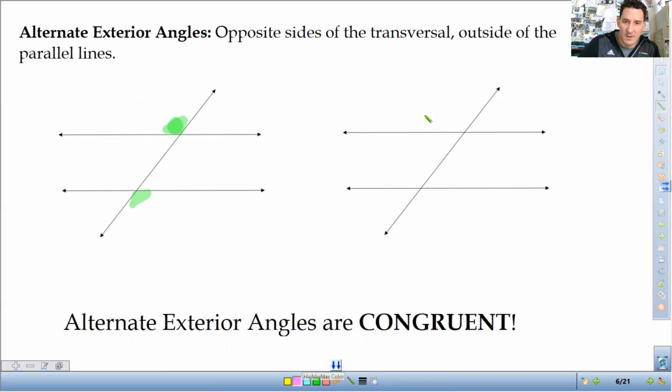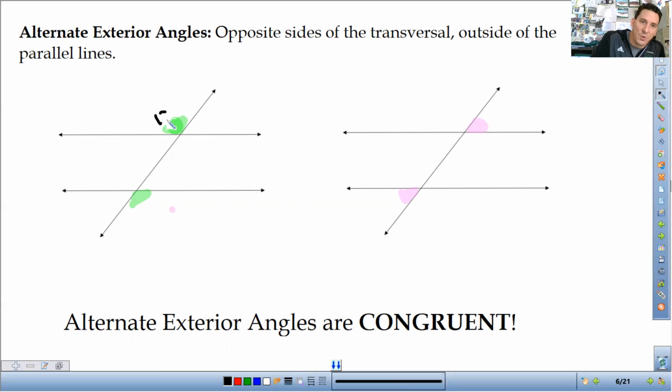And then the other set would be this angle here and this angle here. Those are alternate exterior angles. Outside of the parallel lines, opposite sides of the transversal, these are also congruent. Congruent means they have the same measure. So the green angles are equal to each other. So let's say this was 120 degrees. That means this would be 120 degrees. They are congruent. If this was 60 degrees, this would be 60 degrees. They are congruent. They are the same measure.